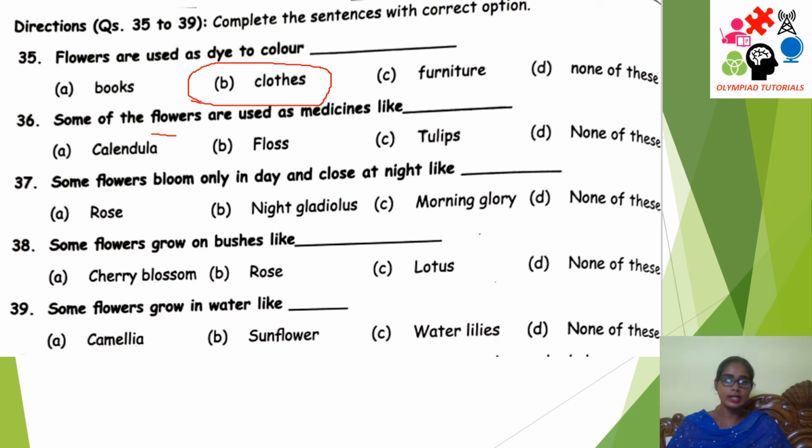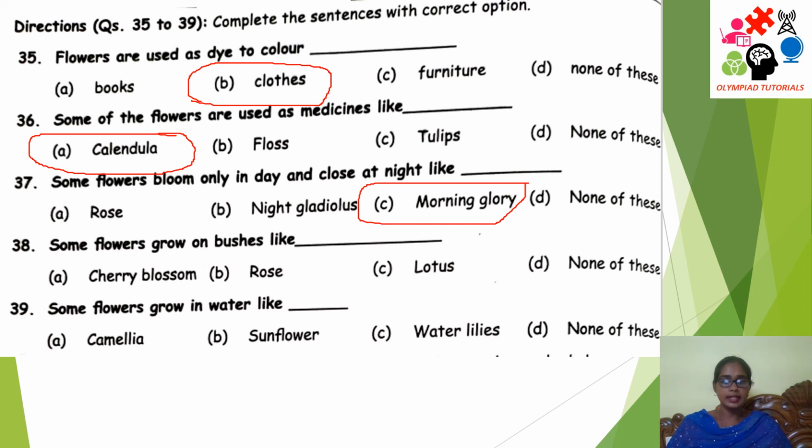Okay. So question 36, some of the flowers are used as medicines like calendula, floss, tulip, none of this. So here already one question we have solved. It had the question about calendula. So here option number A is going to be correct. Question 37, some flowers bloom only in day and close at night. So options are rose, night gladiolus, morning glory, D, none of the above. So out of this, morning glory blooms in the day and at night it is going to close. Rose is going to remain as it is in the day also and at night also.